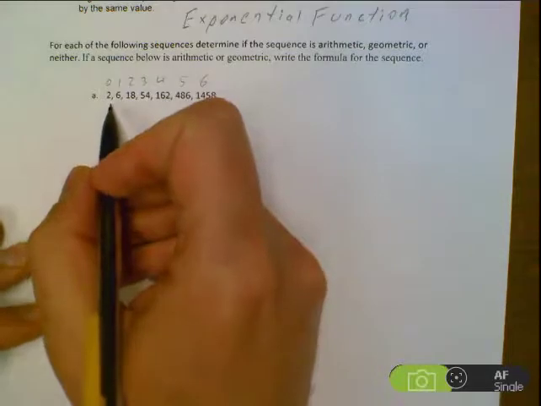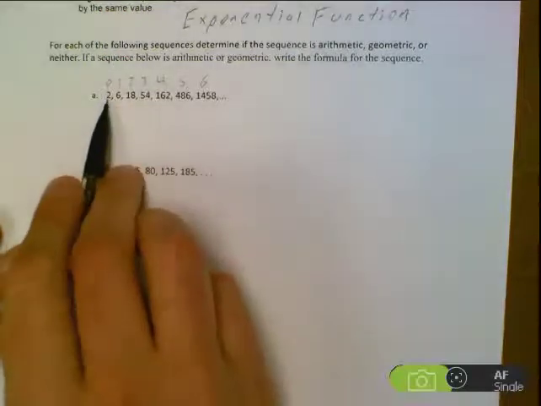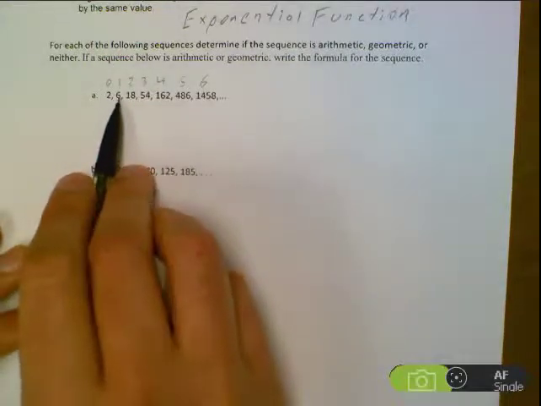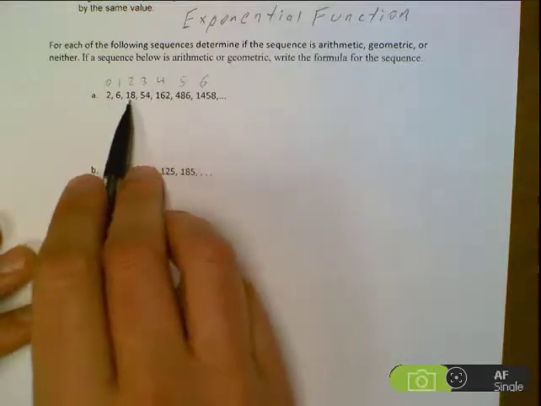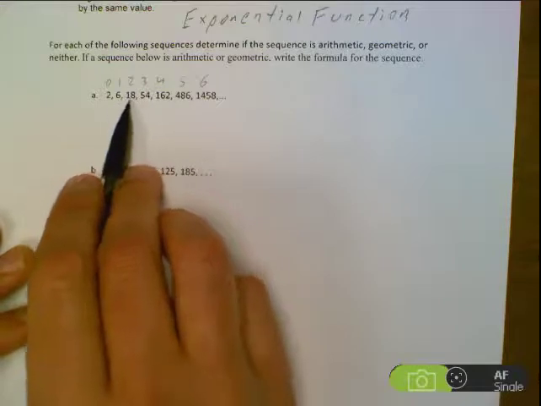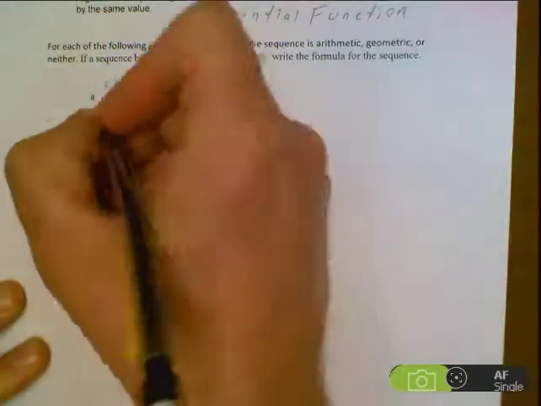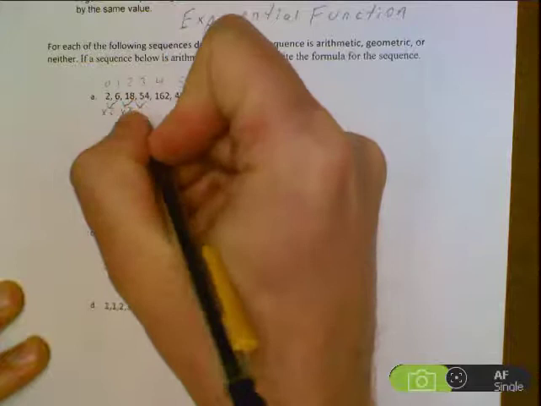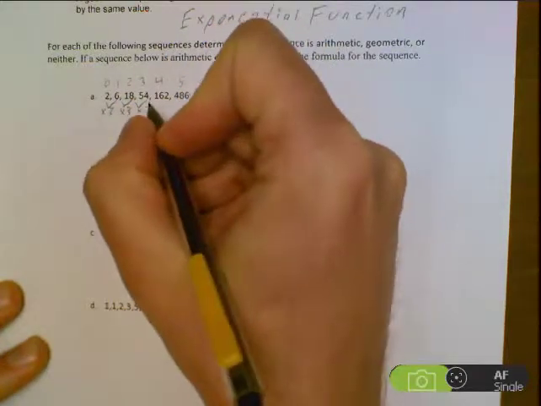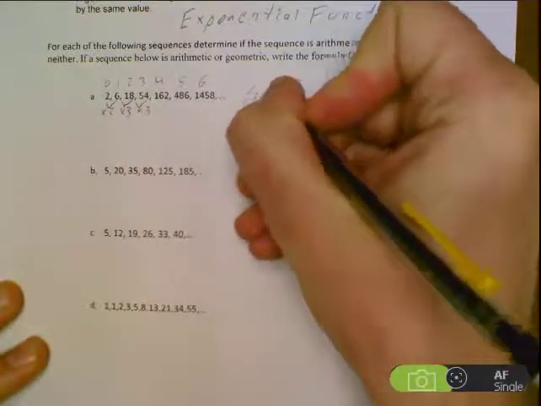Now in this first one, each time do we go up by adding a certain amount or by multiplying by a certain amount? So let's see. If we go from 2 to 6, we add 4. If we add 4 again, no, we would have 10. So we can already tell it's not arithmetic. Okay, so is it geometric? Well, to get from 2 to 6, we multiply by 3. Then to get from 6 to 18, we multiply by 3 again. And to get from 18 to 54, we multiply by 3 again. If you keep multiplying by 3, you get the next term. So this one is geometric.